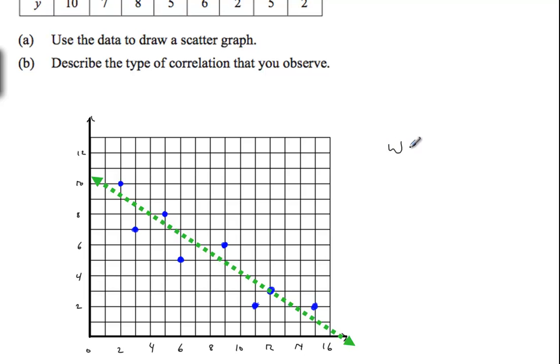So we can write that down: a weak negative correlation.